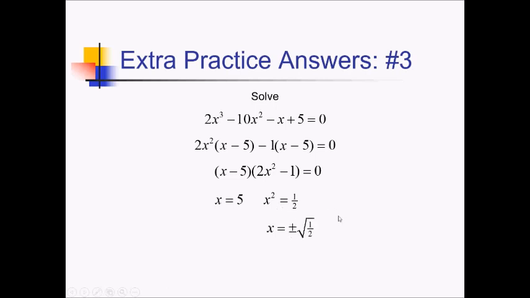But now if I wanted to simplify that, this is really the square root of 1 over the square root of 2, which is just 1 over the square root of 2. Multiplying by square root of 2 over itself, I just end up with radical 2 over 2.